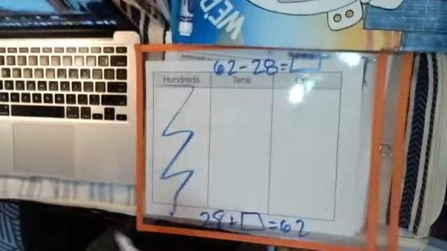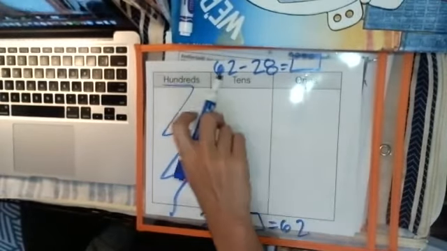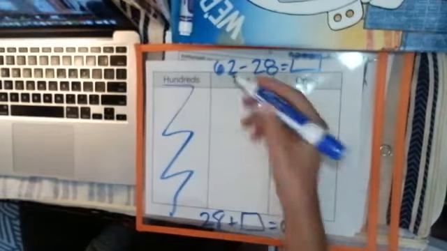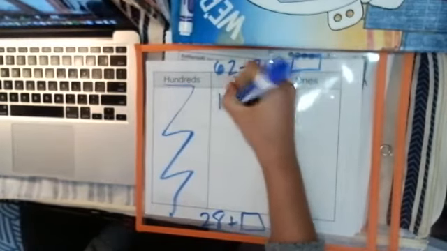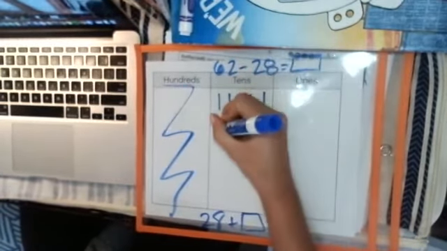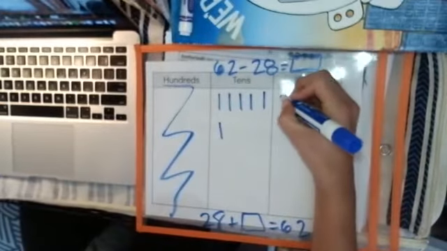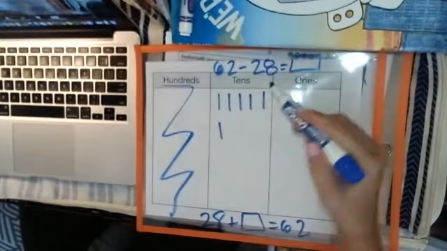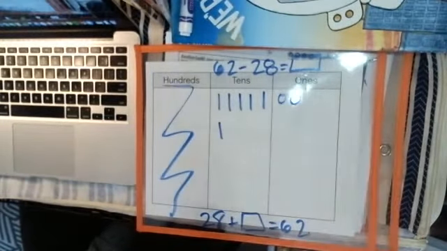We have 62. We're going to go ahead and draw 62 out in our tens and ones. We see that it's 6 tens and 2 ones. So let's draw 1, 2, 3, 4, 5, 6 tens and 1, 2 ones. So now we're continuing to look at our problem, 62 minus 28. We go over to our smaller number to cross out.